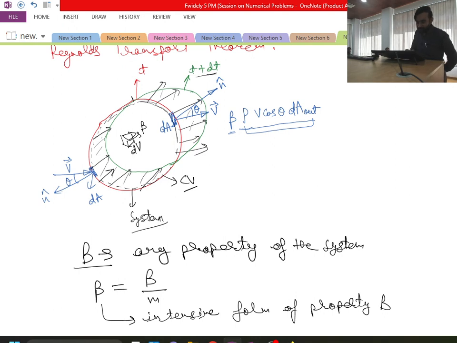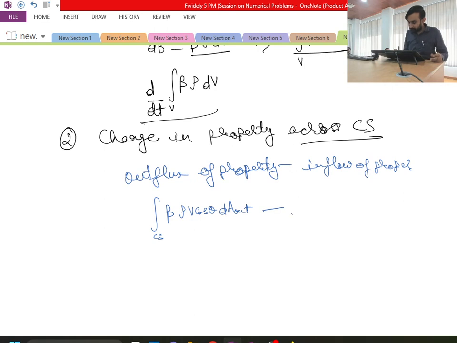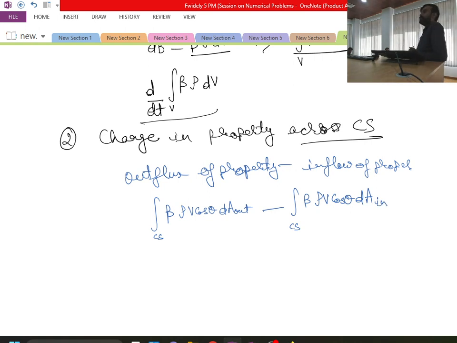In this case V and n are in opposite directions, so we will be having a negative sign. That is the reason I will be writing it as minus integral over control surface beta rho V cos theta dA in. When I am doing this integration for the control surface, I am considering only the portion which is having velocity inward facing. Is this point clear, or does anyone have any doubt on this point?